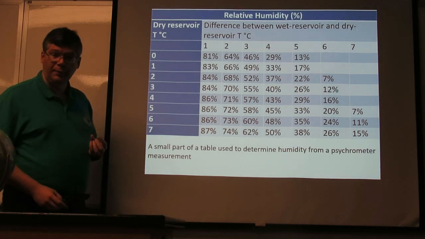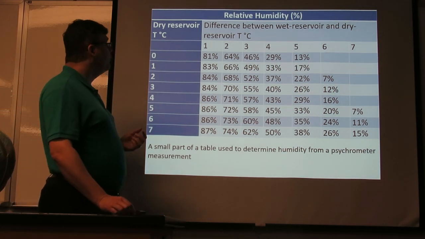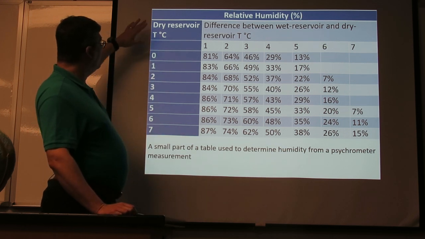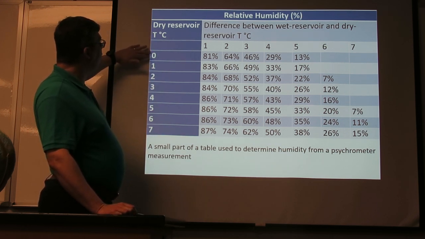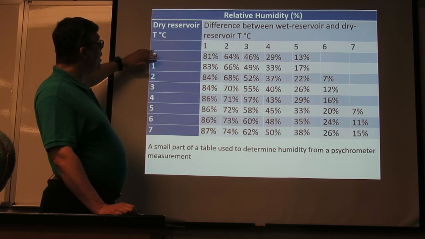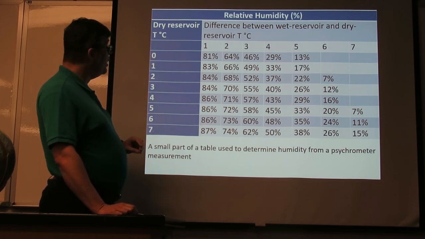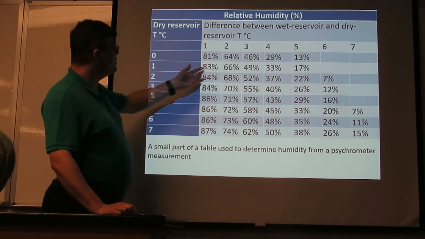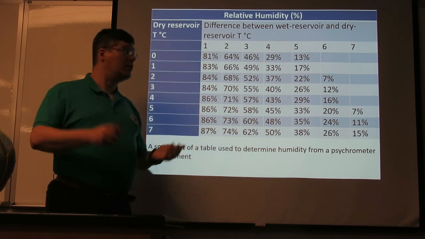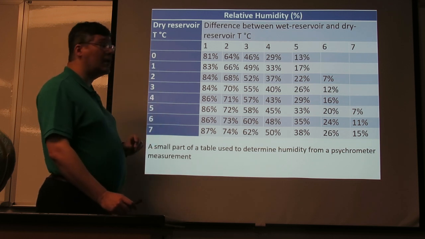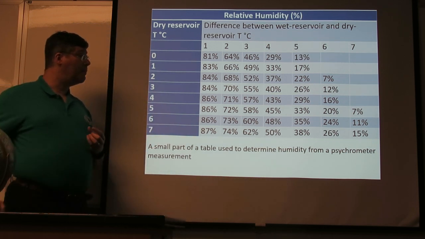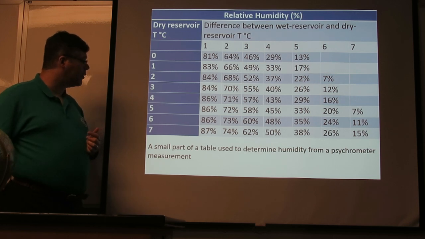Here's an example, a little bit of the table that you get for using your psychrometer, if you happen to have one. If the actual temperature, say, is freezing, and the damp one is 2 degrees lower, then it's 64% humidity. So you can get this type of table and figure out a humidity based on those temperature measurements from a psychrometer.